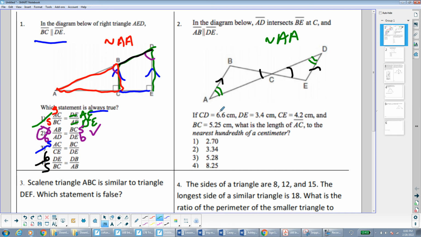We know that CD is 6.6. We know that DE is 3.4. We know that CE is 4.2. And we know that BC is 5.25. And we're looking for the length of AC to the nearest hundredth of a centimeter. So let's set up a proportion.